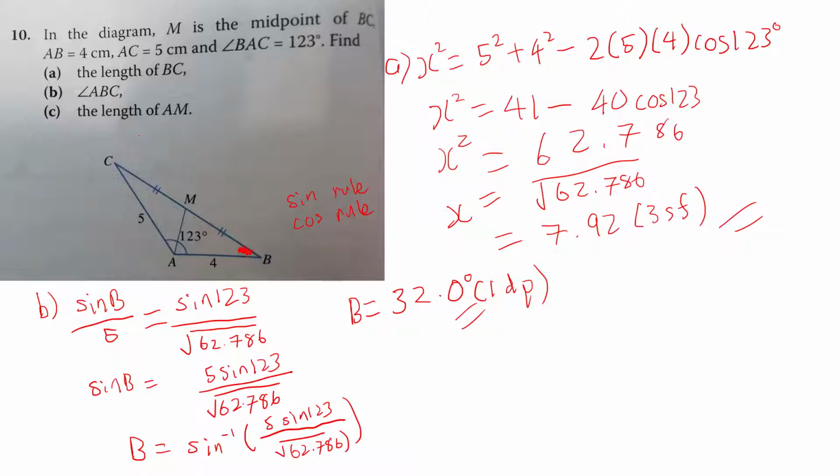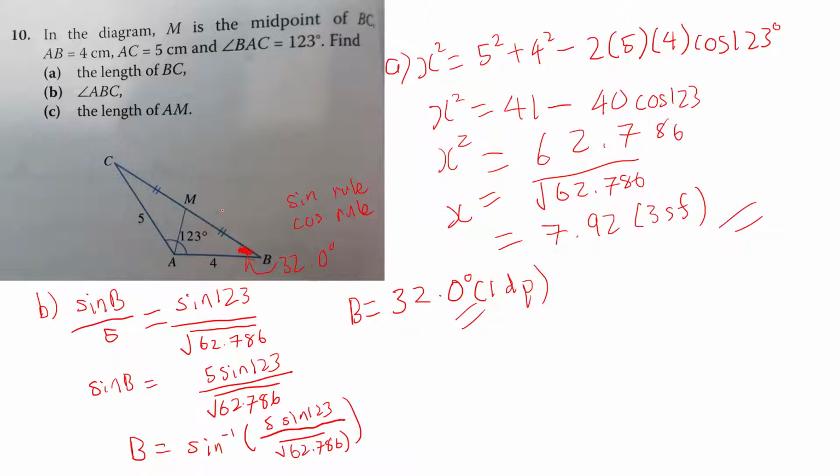Now for part C, we want to find the length of AM. What we can do is find the length of this side, and we have this angle. This angle we have already found is 32.0 degrees. For this side, it's actually half of 7.92, because they say that this side and this side are equal.